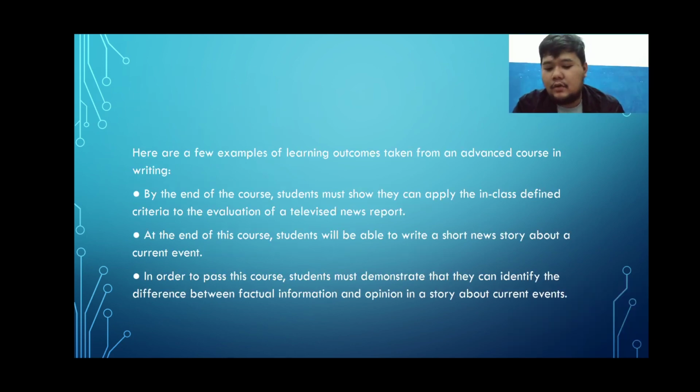Here are a few examples of learning outcomes taken from an advanced course in writing. First, by the end of the course, students must show they can apply in-class defined criteria to the evaluation of a television news report. Next, at the end of this course, students will be able to write a short news story about current events. And in order to pass this course, students must demonstrate that they can identify the difference between factual information and opinion in a story about current events.